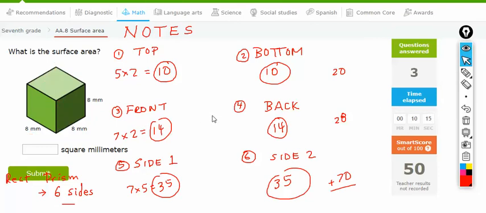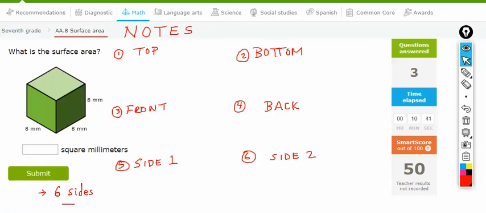Okay, so you have to rewind and pause to get the notes. Okay, so I'm gonna move on to the next problem.